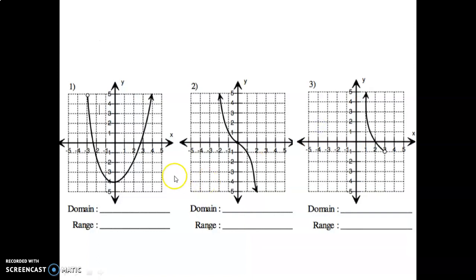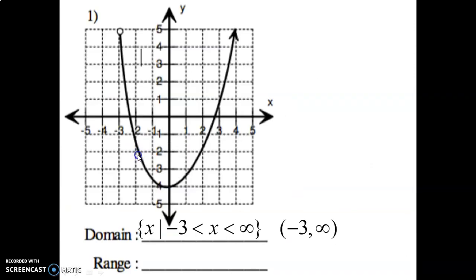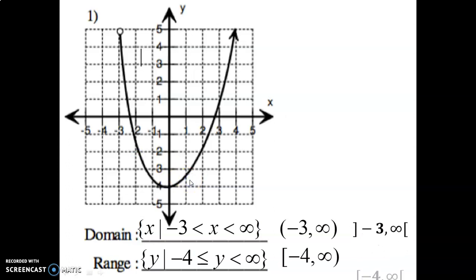And then we have these ones. I think this might be getting near the end here. This one, check your work, domain and range written in all the forms.